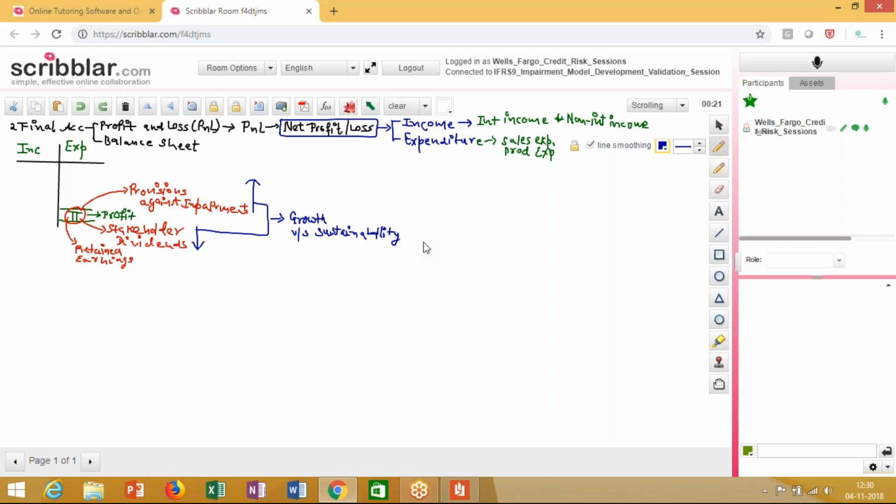So therefore, what would happen over here is that we would actually be in a problem. So we need to optimize somewhere between these two.